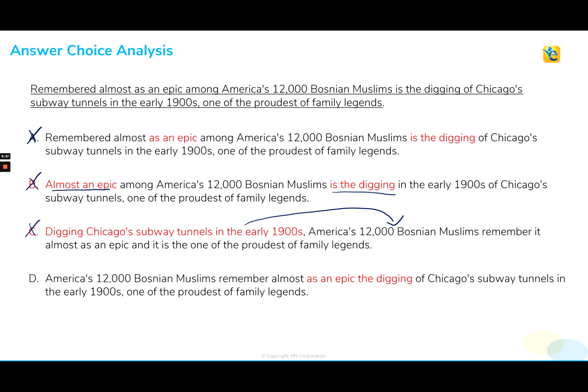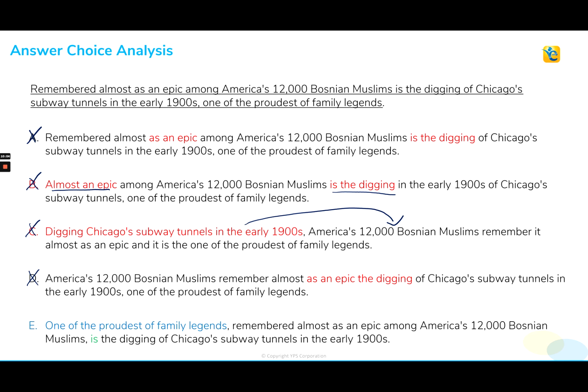Now choice D, which is our most popular incorrect answer choice, but if we look closely at this option, it again is associating the digging with an epic, as an epic, the digging. So this is repeating the same illogical meaning as we had in options A and B. So option D is out for that reason as well.